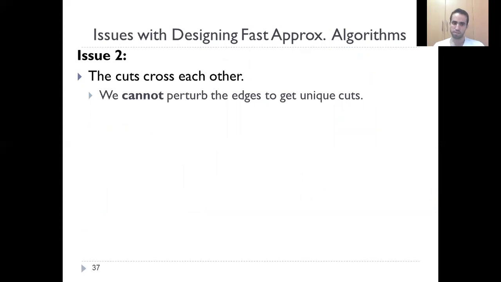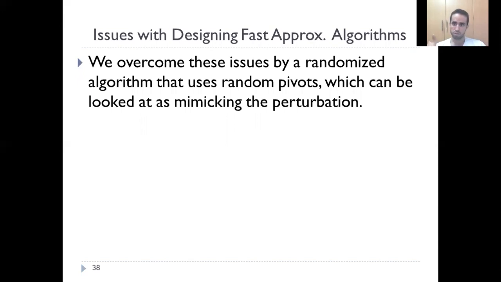This capacity that we add in the perturbation could be much smaller than the approximation factor. So we cannot allow ourselves to do that and use the similar ideas to what we saw before. So the way we overcome those issues is by a randomized algorithm that uses random pivots. And this can be looked at as mimicking the perturbation. So starting with many cuts, we'll have fewer cuts.